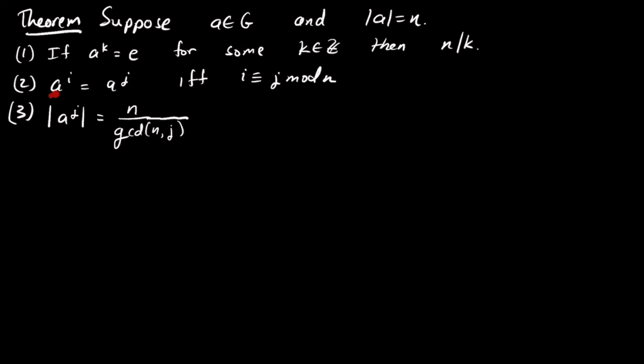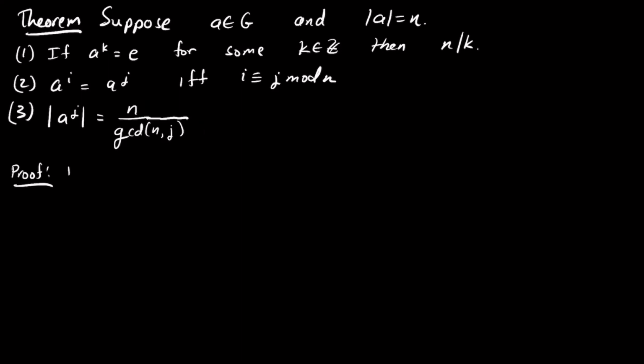We'll show that if a to the i equals a to the j, well, this is true if and only if i is congruent to j mod n. And then finally, we'll show that the order of a to the j, where j is any integer, is equal to n divided by the GCD of n and j. Okay, so let's begin our proof.